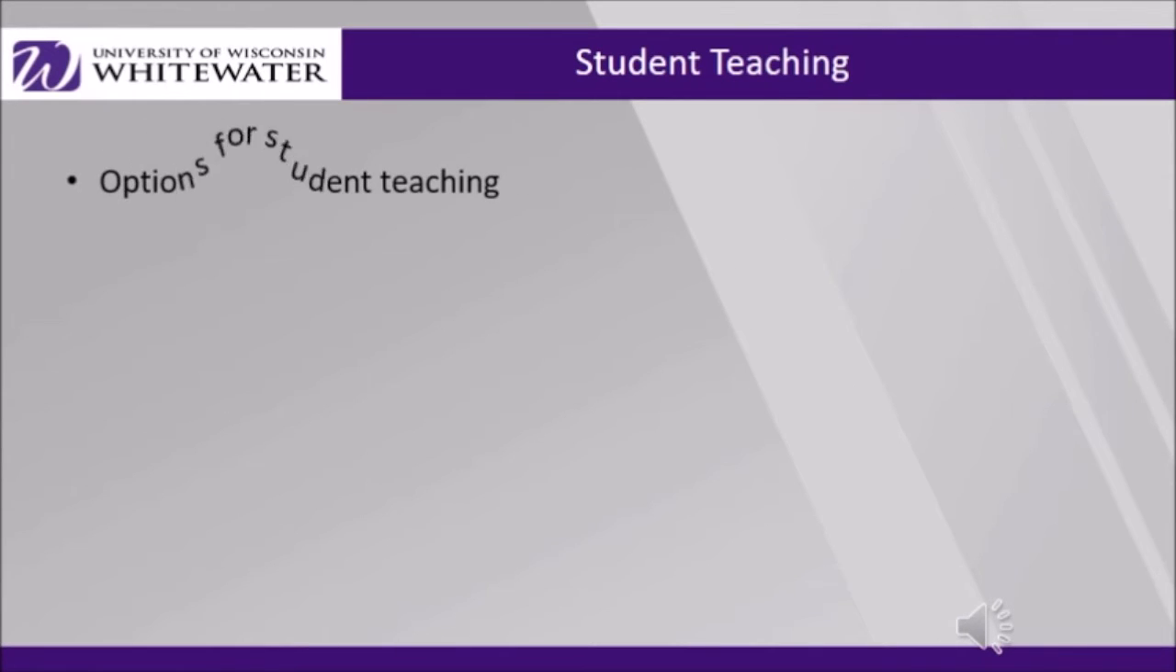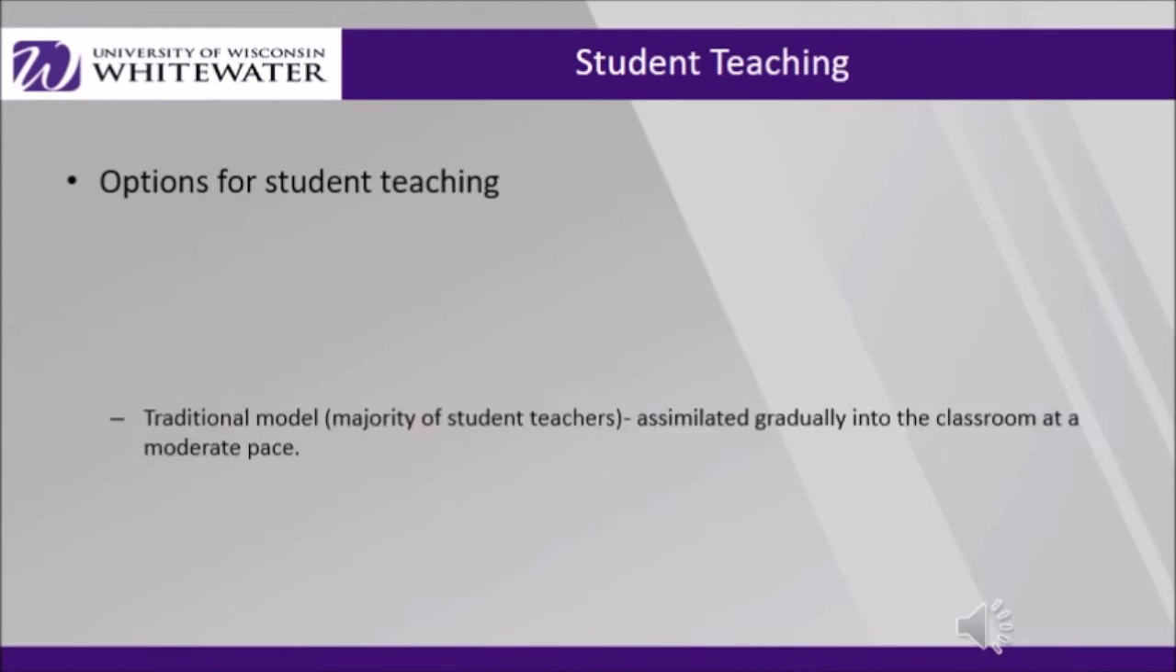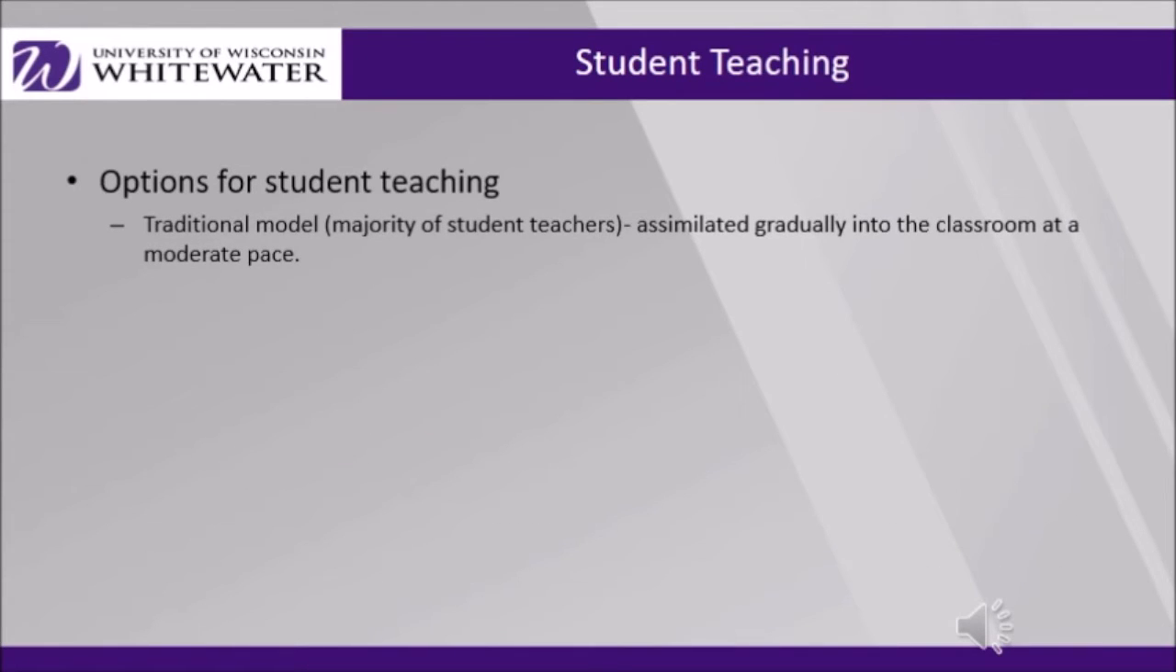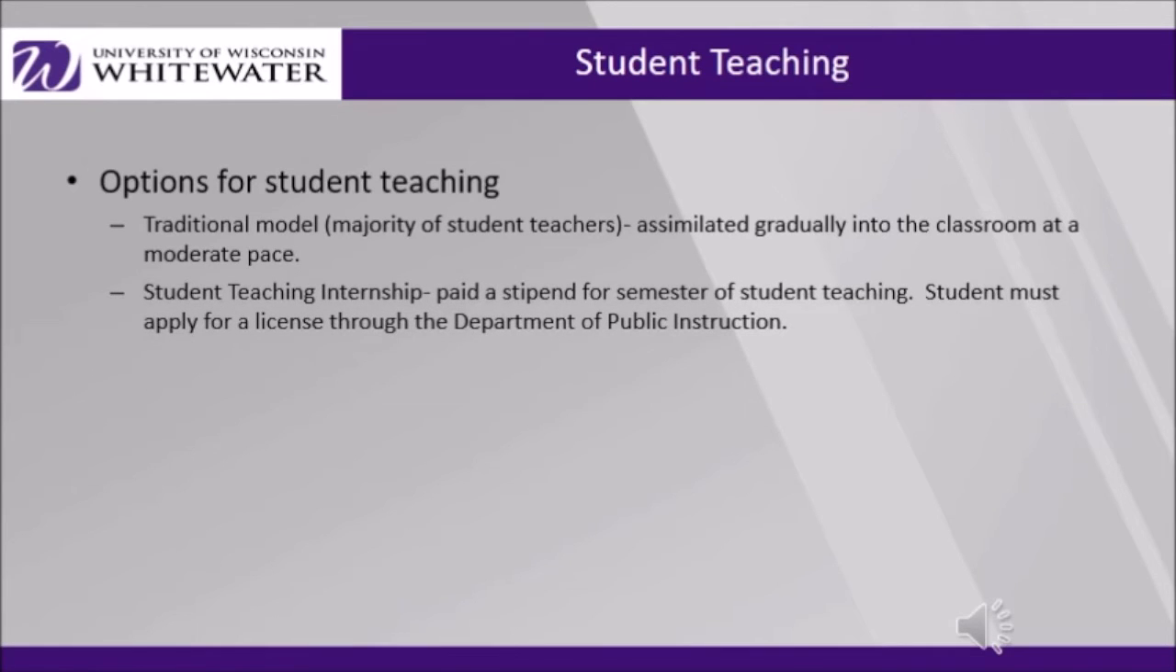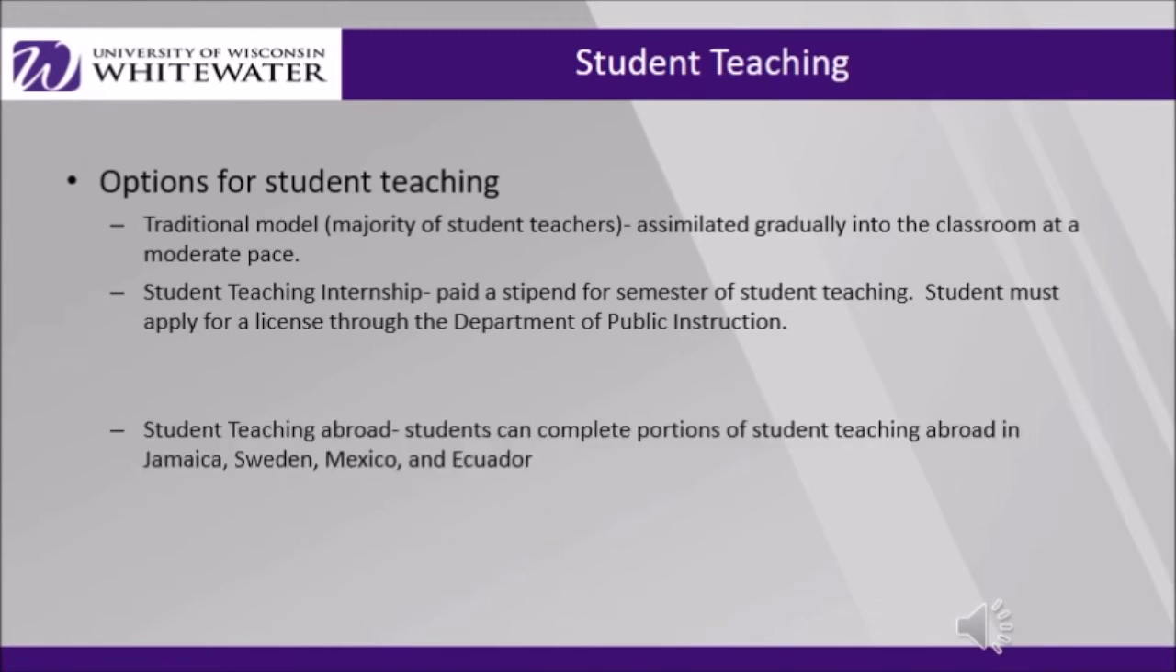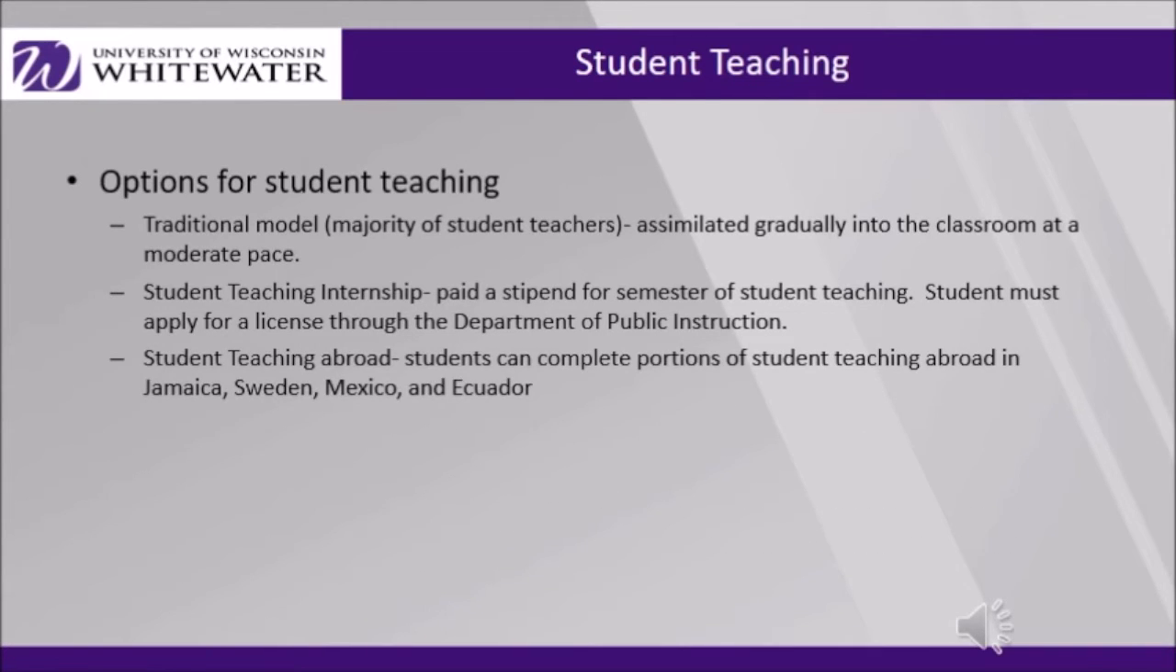Some options for student teaching include a traditional model, which is the majority of our student teachers. You assimilate gradually into the classroom at a moderate pace. We also have student teaching internships available. This is an experience where you are paid a stipend for your semester of student teaching. Students must apply for a license through the Department of Public Instruction. We also offer student teaching abroad, where students can complete a portion of their student teaching experience in Jamaica, Sweden, Mexico, or Ecuador.